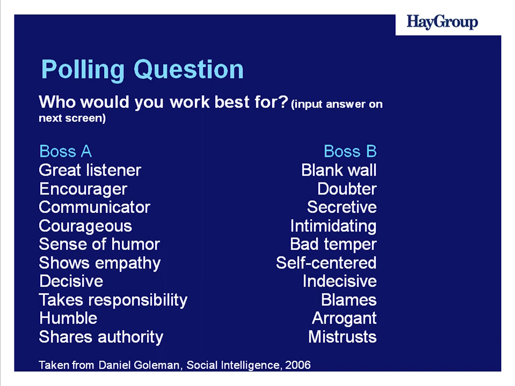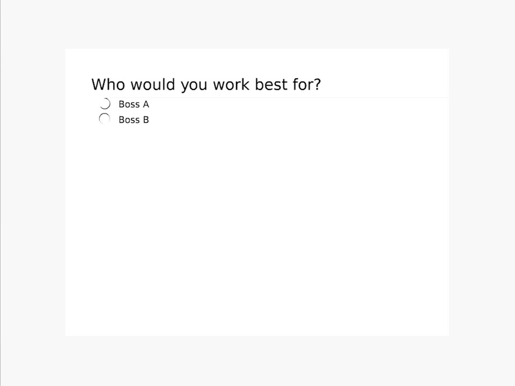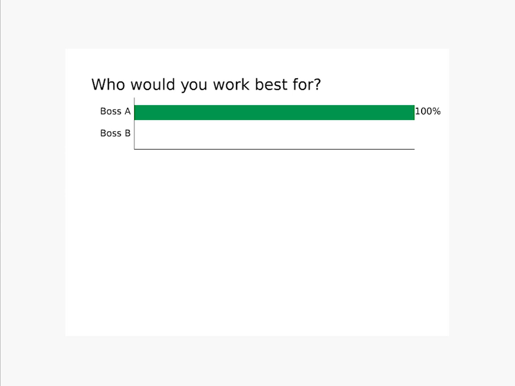So we have another little interactive polling question for you. Let's look at 2 bosses. As you can see, boss A on the left is a great listener, is courageous, shows a sense of humor, is decisive, shares authority, while boss B tends to be a blank wall, is secretive, indecisive, blames people, is arrogant. Which one would you rather work for? So we'll ask you to answer here. Give you a few seconds here to answer, and then we'll continue.